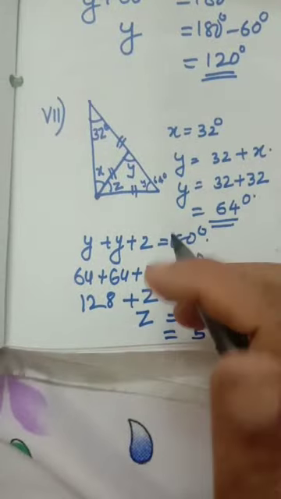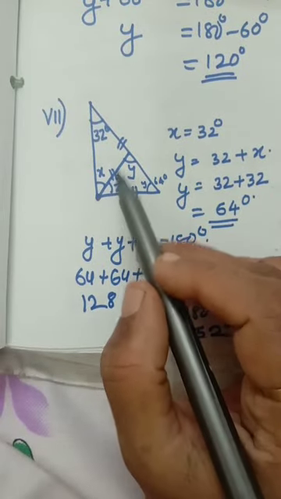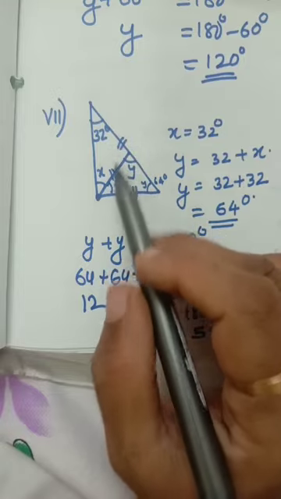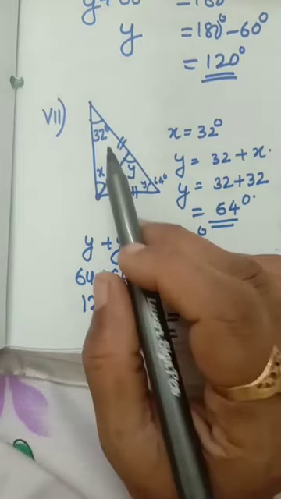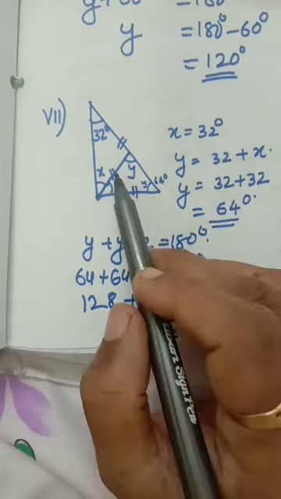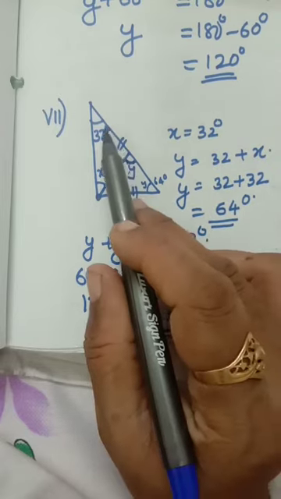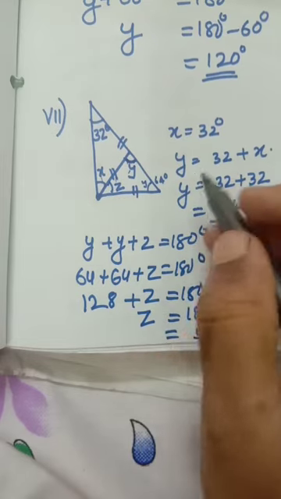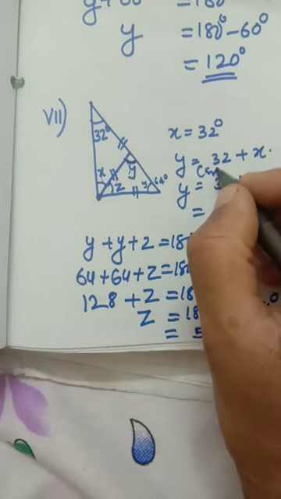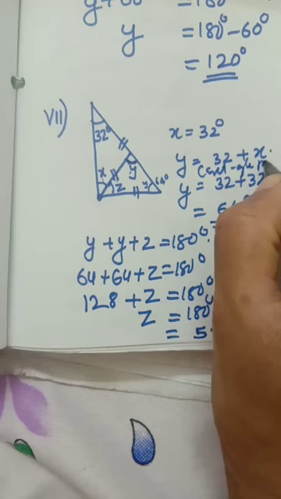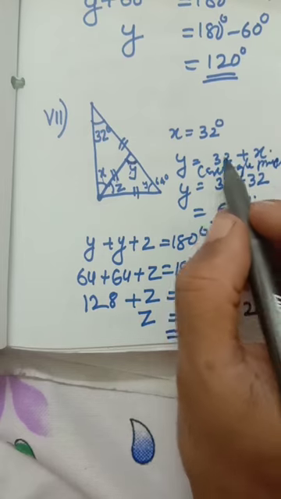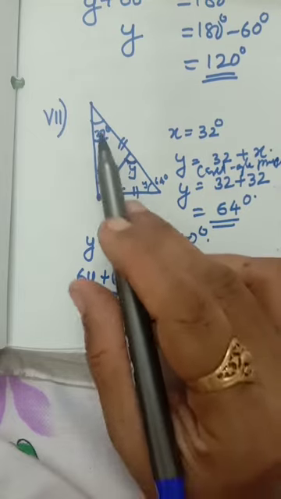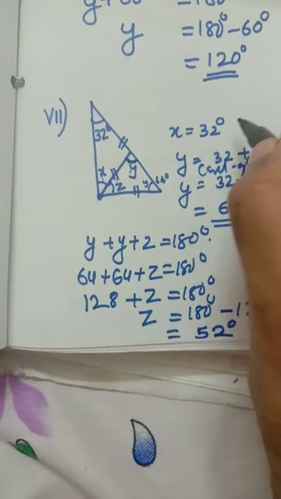Okay. Next, see, same sign, that means equal, both sides equal, opposite angles are also equal. X equal to 32. Y is exterior angle equal to opposite interior angles. 32 plus X equal to Y. That is exterior angle property. Okay. Then Y equal to 32 plus 32. Here also you have to write it children.